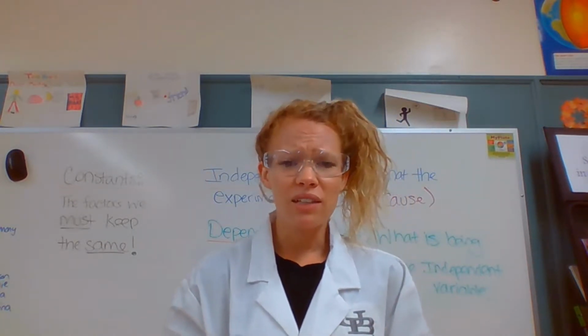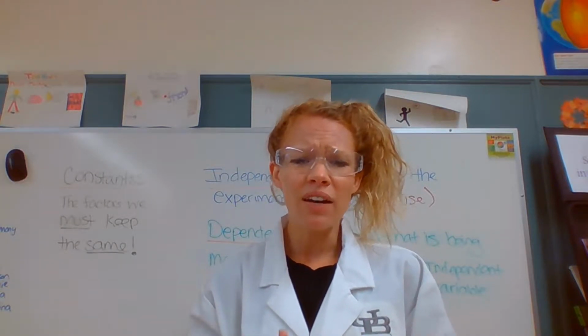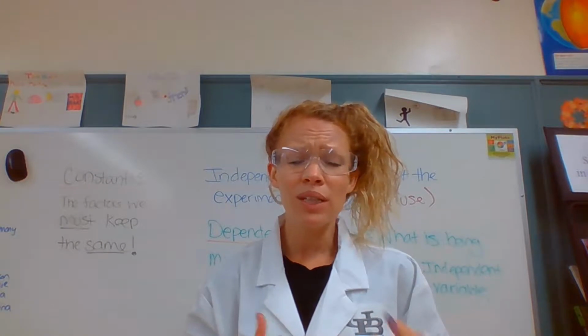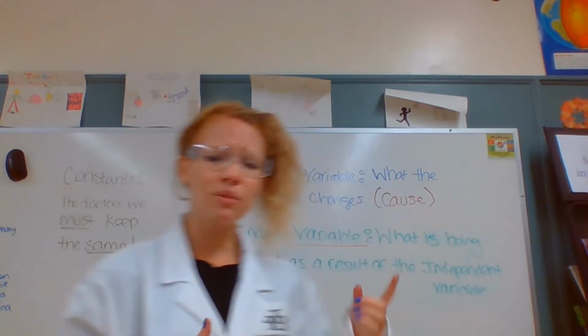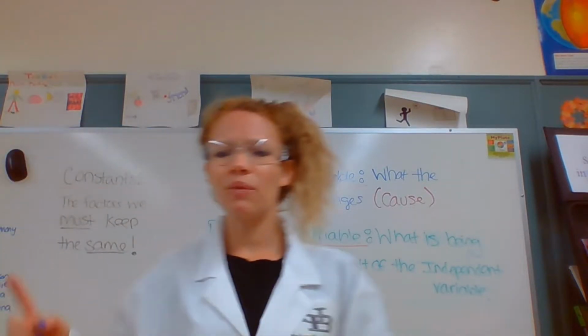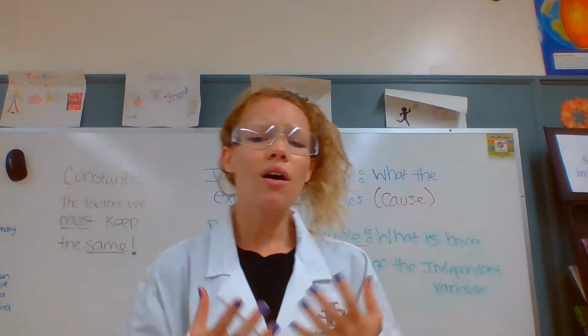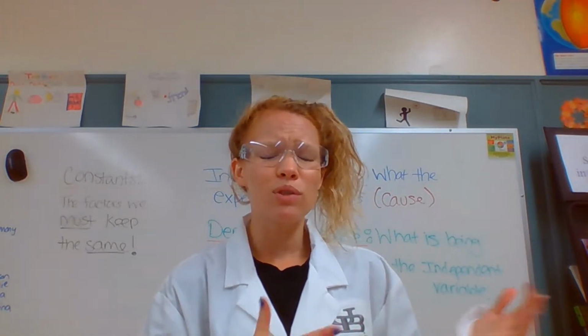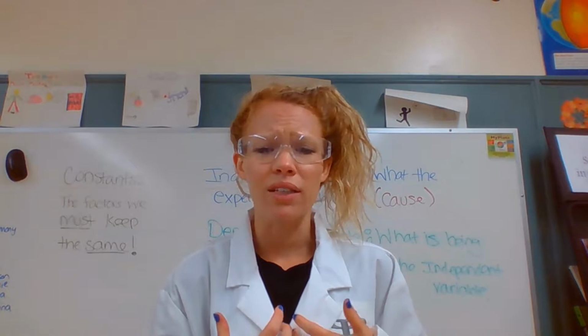Another part of the plan is to identify the different variables that are involved in our experiment. We have 3 different variables that we need to identify. We have the independent variable, we have the dependent variable, and then we have constants. We're going to talk about all 3 of them so that we are able to understand them better, and then we're going to be able to identify which ones we're using in our experiment.